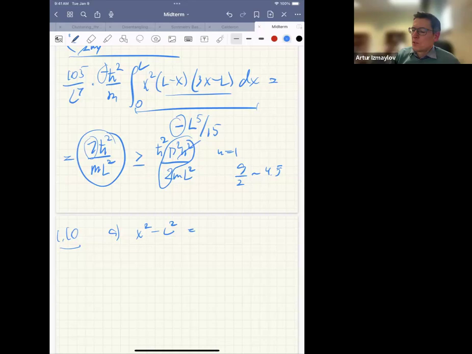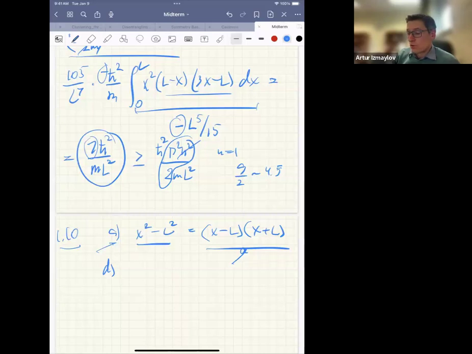But some people missed that x squared minus L squared is x minus L times x plus L. And then in the suggestion in item D, the question was to give an example of an unsuitable function, and they gave the same function as in A. Well, I couldn't give you a full point for that because you're giving the same function that you already gave in A. You just don't see it because you have poor knowledge of algebra.